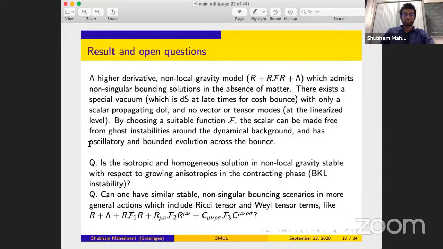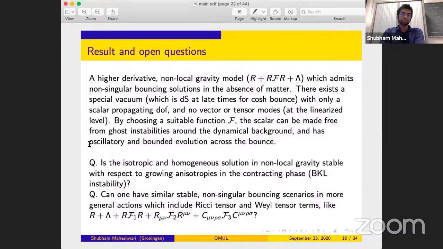The first question, the quintessential question that comes up when anyone considers bouncing models, is: is the isotropic and homogeneous solution stable when it comes to anisotropy? This is well known as the BKL instability, where anisotropies grow larger than matter, radiation and spatial curvature as the universe contracts and the scale factor becomes very, very small. Anisotropies grow very, very large, at least in GR.